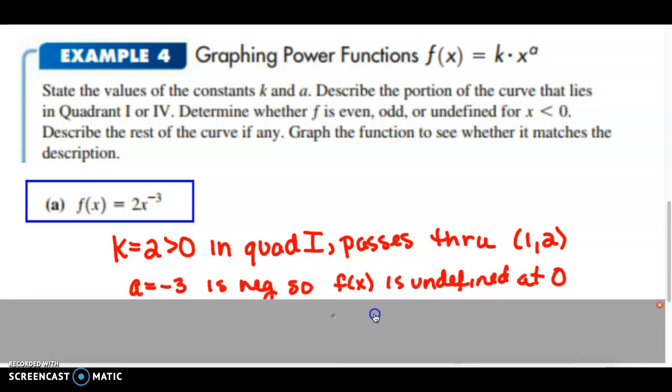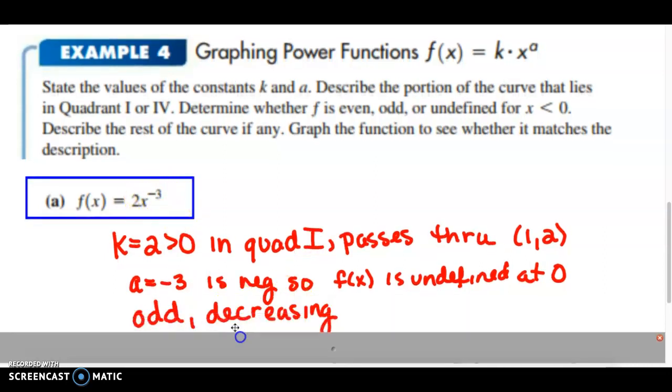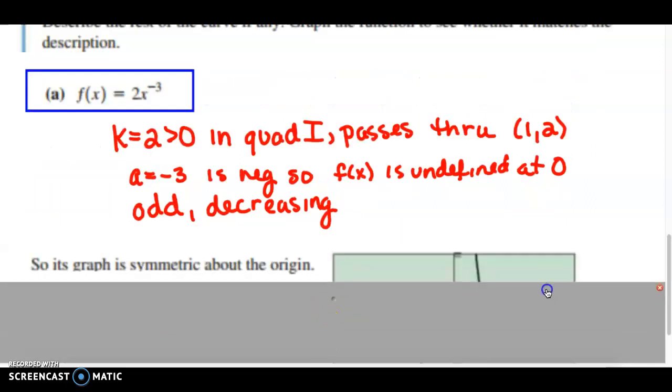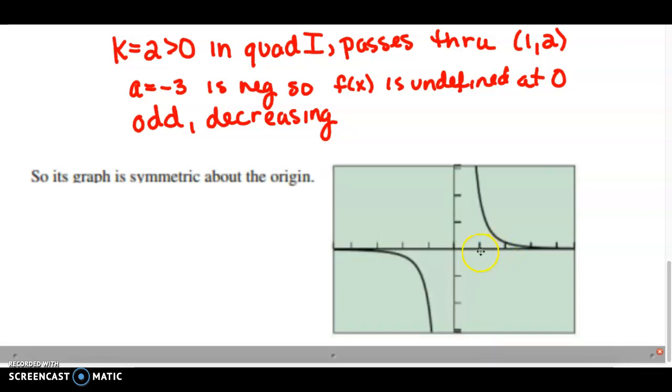We also know that the a is negative, so that means our x values are undefined at 0, because that would be 1 over 0, which we know is undefined. And this negative 3 is also going to make it an odd function, so it would be reflected across the origin, and the function would be decreasing, so it would look something like this. So it passes through (1, 2). It is in the first quadrant, and it's odd, so it's reflected across the origin.